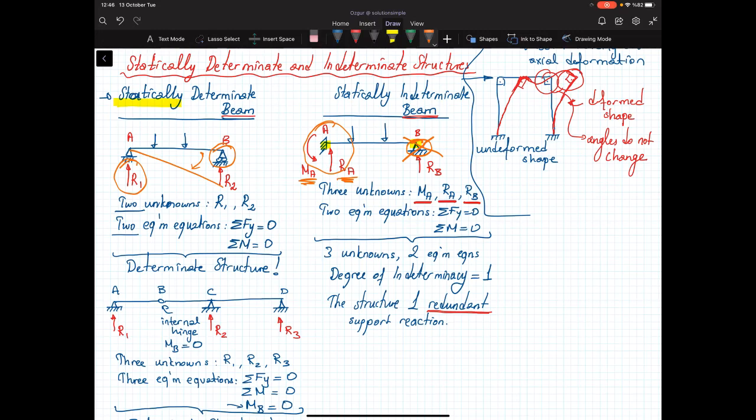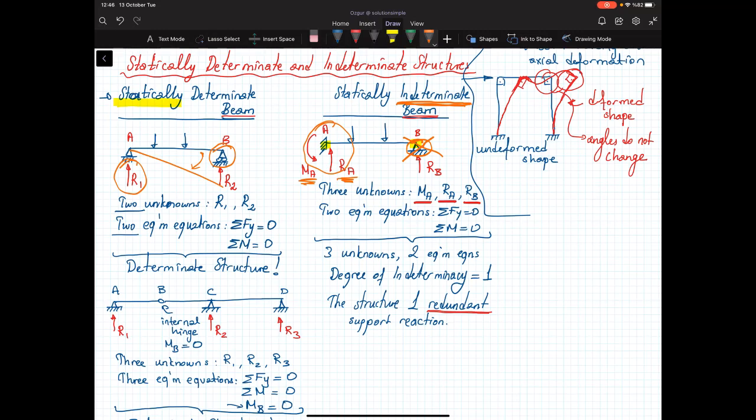So determinate structures do not have any redundancy. They just have the sufficient condition to satisfy the equilibrium. But when we take a look at the indeterminate structure, we have redundancies in it. So if something happens, if due to any reason you end up with a failure of one of the support conditions, then you still have a stable structure.